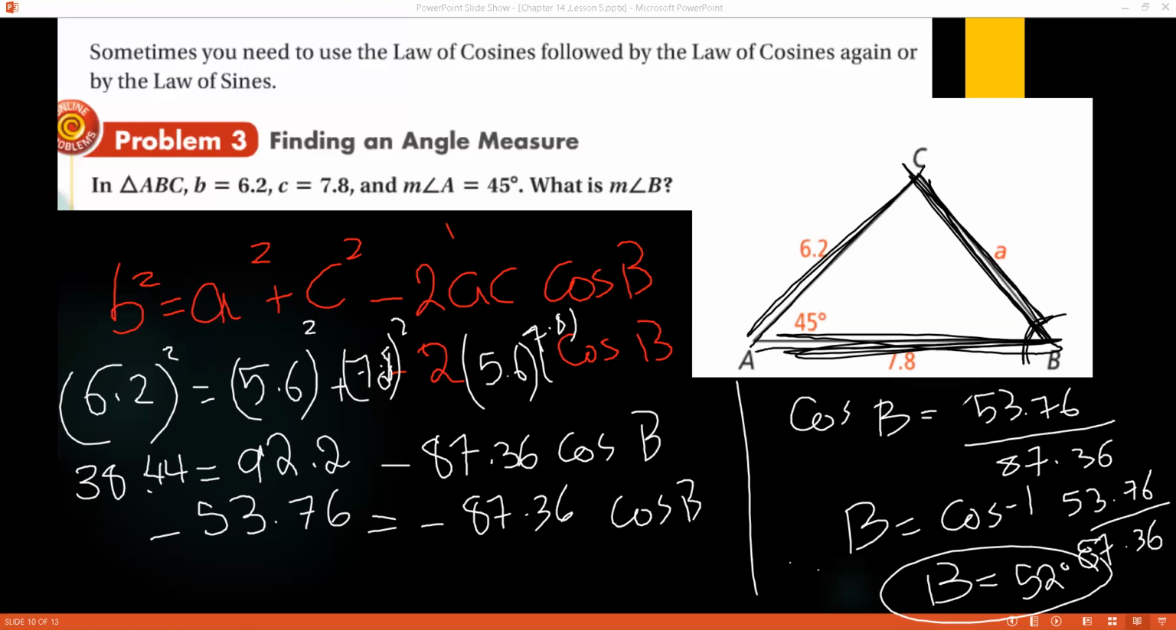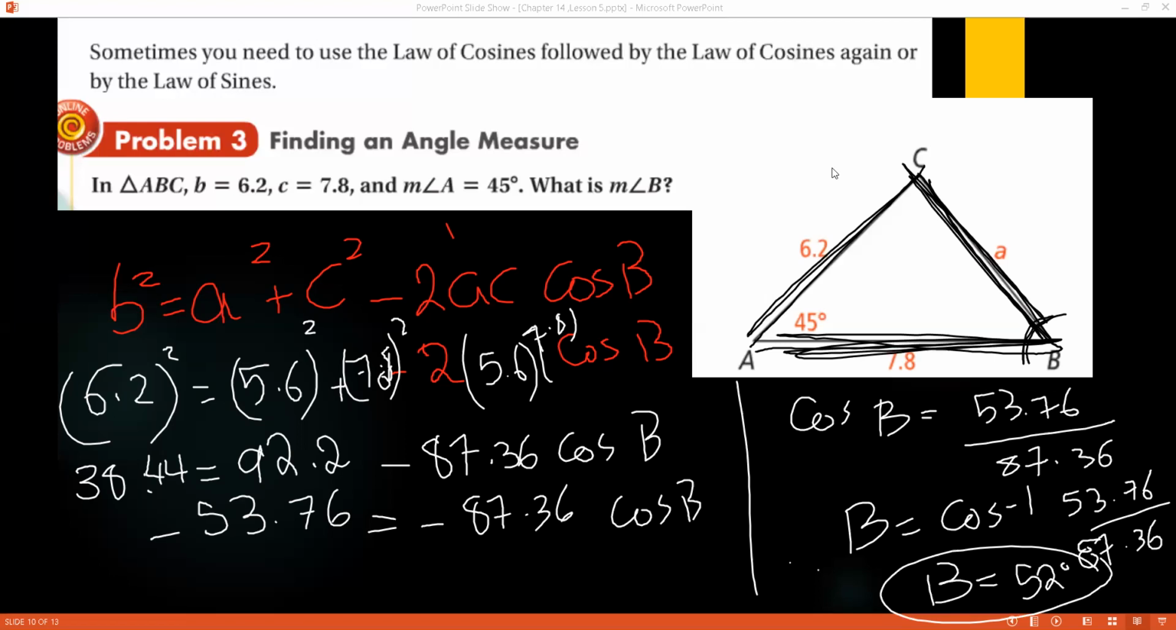Is it clear? Yeah, but it's a little bit too long. Sorry, Susan? No, I understood it. It's just a bit too long, but there's no other way. Because you have to find another thing. Yeah, you have to use the law of cosines 2 times.